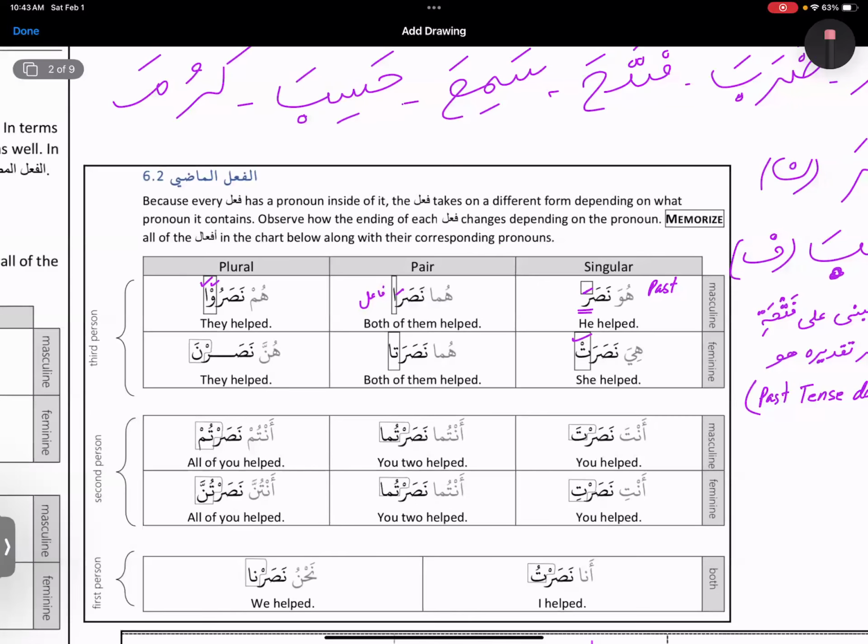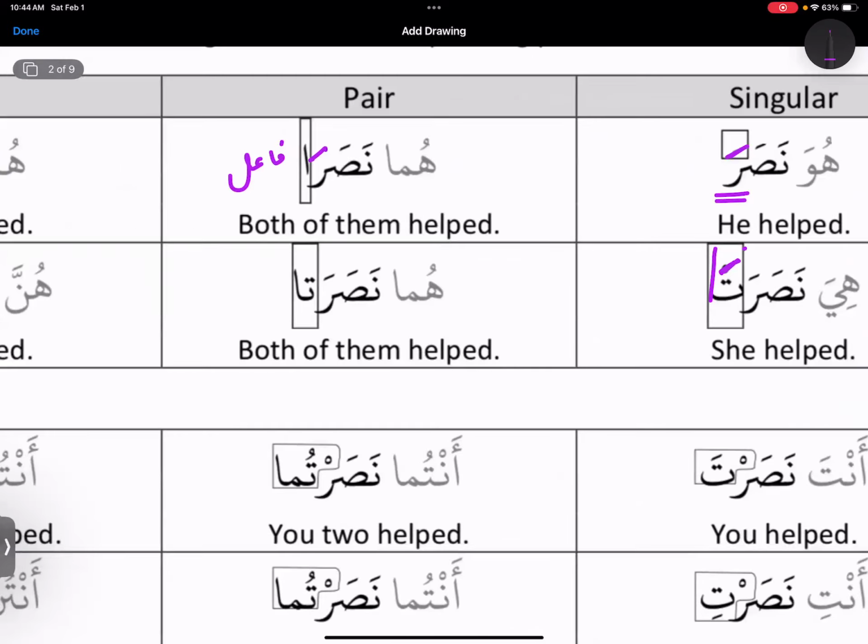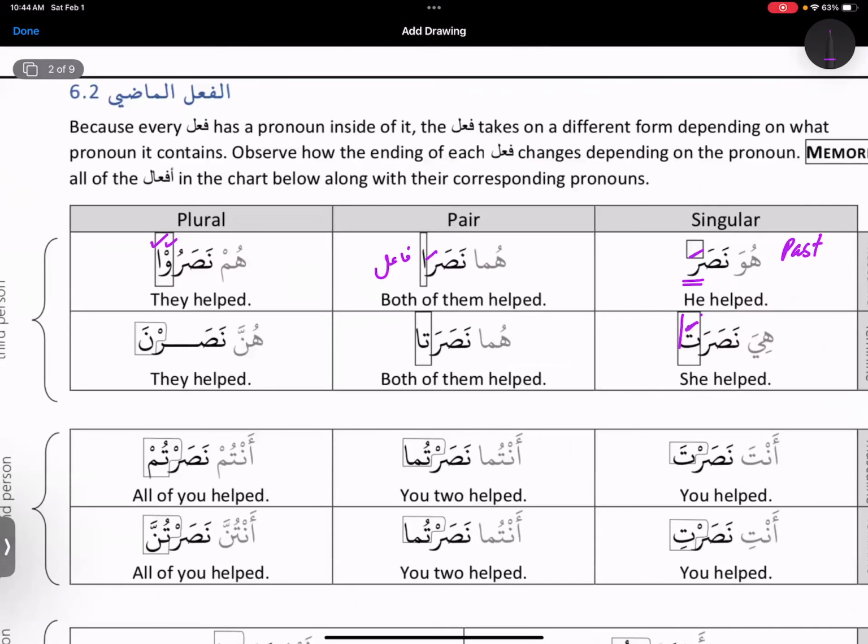Then huma comes. I'm going to add an alif to it, and since I have an alif, I cannot keep this sukun anymore. According to the alif, I need to give it a fatha. And that will become nasarata with alif. And this alif is basically the fa'il. This alif is the fa'il. And then comes nasarna.